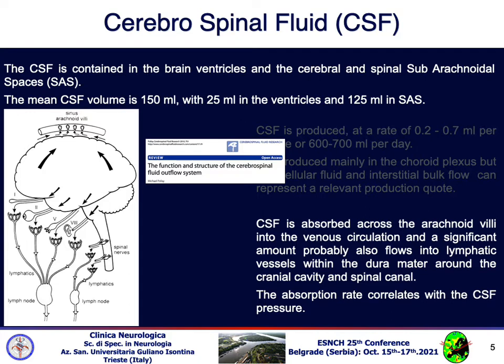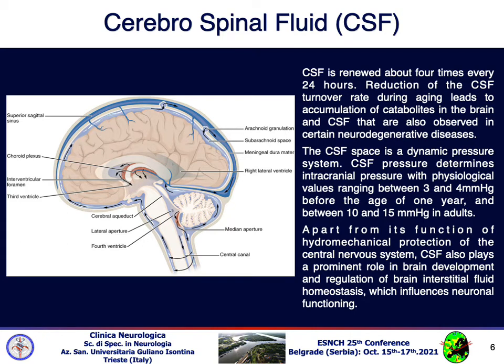The absorption rate correlates with the CSF pressure. CSF is renewed about 4 times every 24 hours, and reduction of its turnover rate during aging leads to accumulation of catabolites in the brain and CSF that are also observed in certain neurodegenerative diseases. The CSF space is a dynamic pressure system. The CSF pressure determines intracranial pressure, with physiological values ranging between 10 and 15 millimeters in adults.